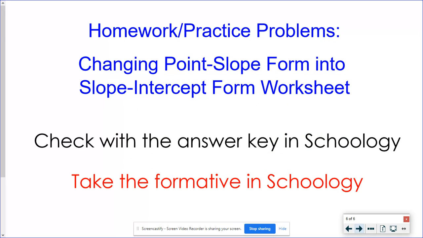Today, nice short worksheet, changing point slope form into slope intercept form. When you're done with that short worksheet, then make sure you check the answer key in Schoology. And when you're all done, take the formative in Schoology. Let me know if you need any help.